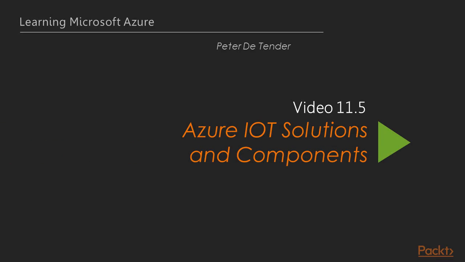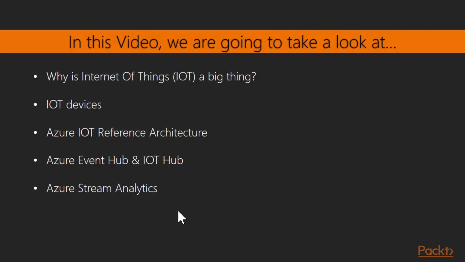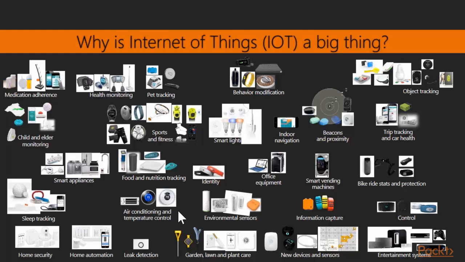In this next video, I want to share a couple of things around Azure IoT solutions and components. Honestly, quite a lot of things to cover. I'm going to start with why IoT, or Internet of Things, is a big thing nowadays. I'm also going to show something around IoT devices and then talk more about IoT-specific components within Azure. But first I want to start with the Azure IoT reference architecture. Stepping over to Azure Event Hub and IoT Hub as Azure platform components, and ending this video talking about Azure Stream Analytics.